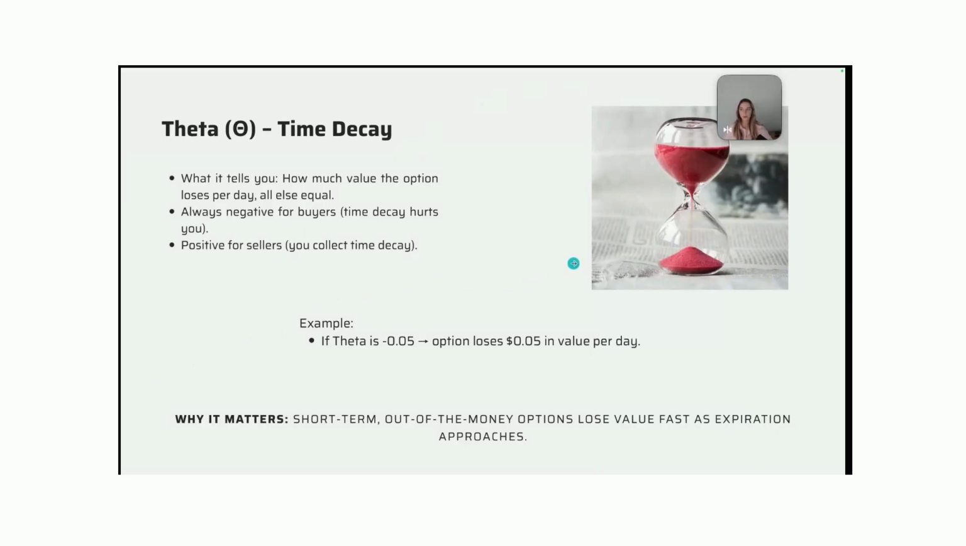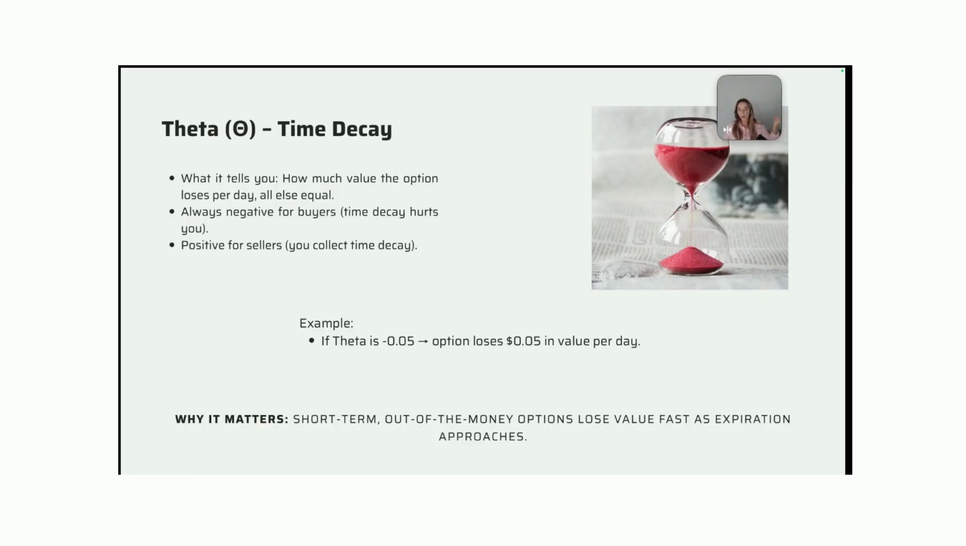So theta is going to be our time decay. What does it tell you? How much the value of the option loses per day, all else equal. It's always negative for buyers, time decay hurts you. It's positive for sellers, because they collect time decay. We are not option sellers. We buy options. That's mainly what options trading is for, from the standpoint that I'm teaching you all in.